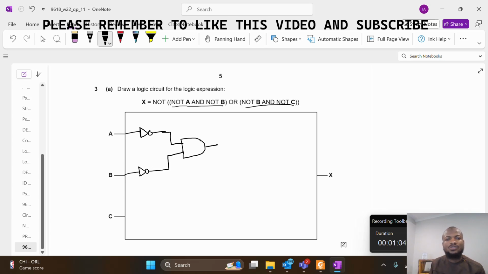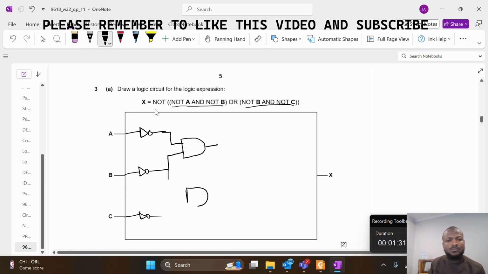So you also do the second bracket as well: not B and not C. B already has a NOT gate, so you do not need to add an extra NOT gate. Not C, you add a NOT gate to C. Now there is an AND gate between both, then you draw an AND gate. So let me draw it well. Now you feed NOT B into the AND gate and NOT C into the AND gate.